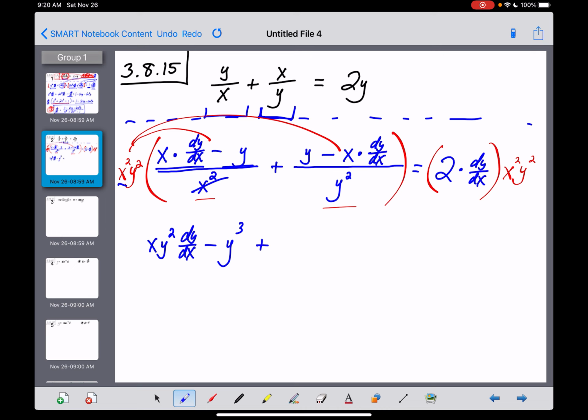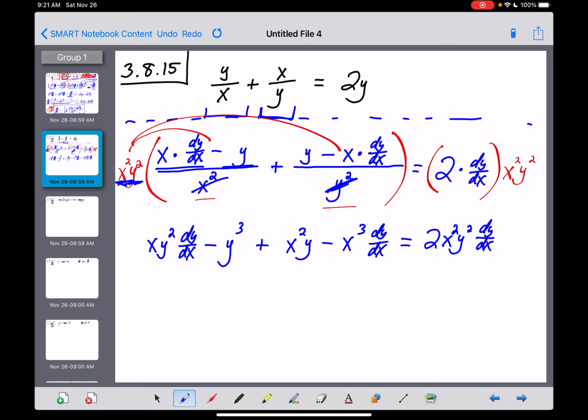Plus, now when we go to distribute x squared y squared into the second fraction, this y squared cancels with that y squared, but we're distributing the x squared in there. So the x squared times y is x squared y, gotcha, and then minus x squared times x is going to be an x cubed, and a dy dx at the end of that. The right side, fortunately, is much easier. Nothing cancels right here, so it's going to be a 2, and then an x squared y squared, and a dy dx at the end of all that.